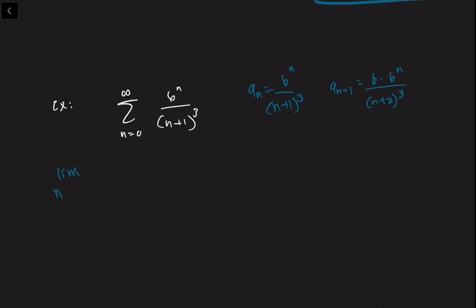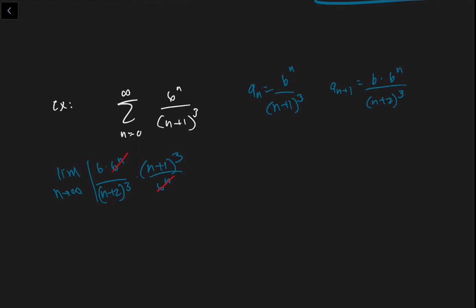And I can take the limit as n approaches infinity of a sub n plus 1, so 6 times 6 to the n over n plus 2 cubed. And instead of dividing that by a sub n, I'm just going to multiply it by the reciprocal of a sub n, like we did in the last video, or the last problem. N plus 1 cubed over 6 to the n. As you can see, this 6 to the n is going to cancel this 6 to the n.